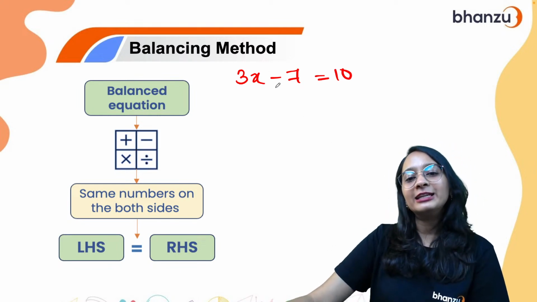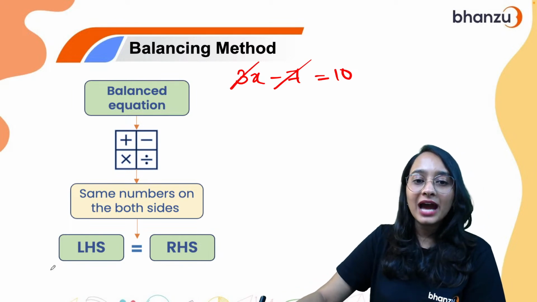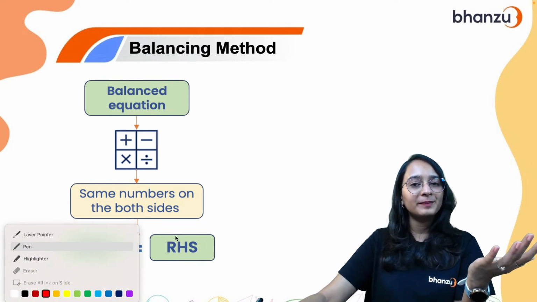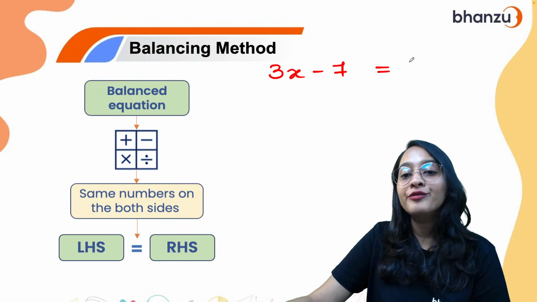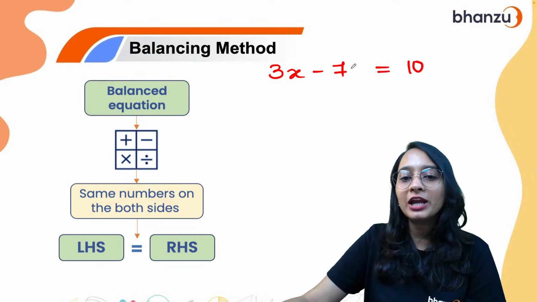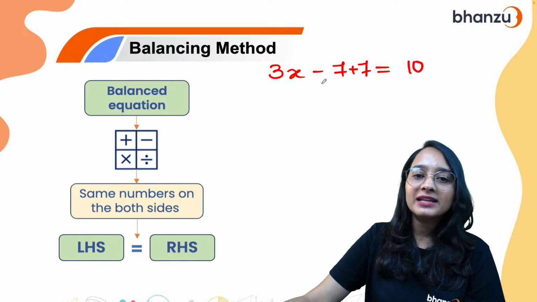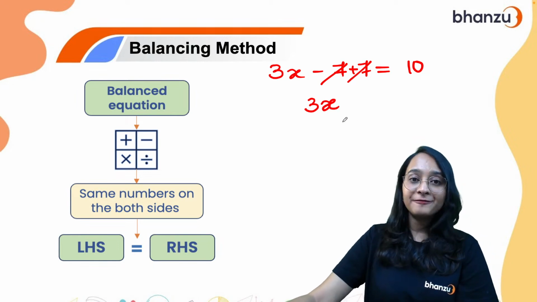So, for that, I need to remove this 7. I need to somehow remove this 3 also. So that x becomes alone. But just like that you cannot remove them out of the picture. Right? So, what do we do? First, I want to remove 7. So, what will I do? I will add 7 so that plus 7 minus 7 will cancel out and become 0. So, you will just be left with 3x.